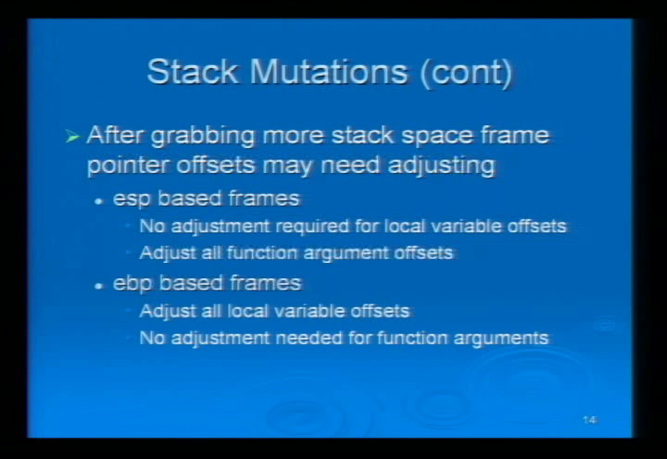When you have a frame pointer-based stack frame, like an EBP-based stack frame, then you need to adjust all your local variable arguments because they're higher up in the stack, so we have to subtract a greater offset off of EBP, but there is no adjustment required for your function arguments. The first case is usually easier because there's typically more local variables declared than there are arguments, so there's fewer changes perhaps.